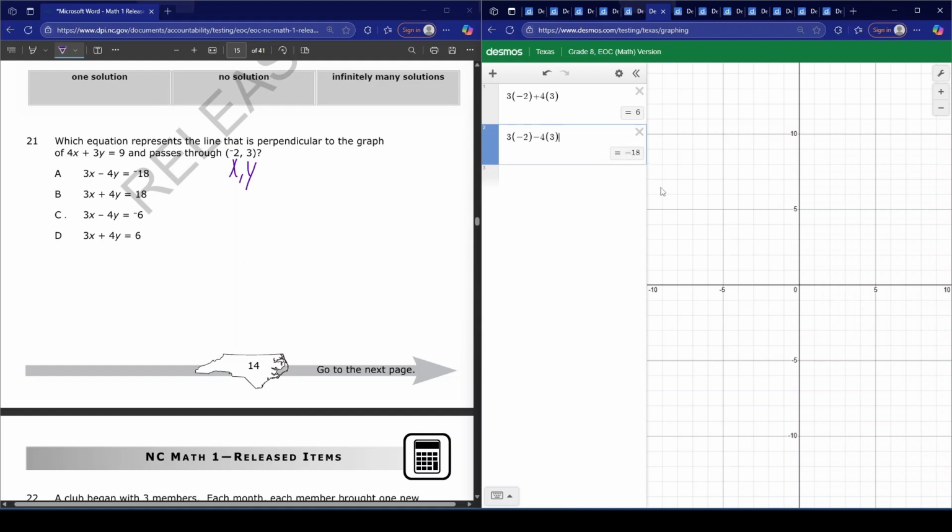So C doesn't equal out to what it's supposed to. It's supposed to equal negative 6, but it's actually negative 18. So that's not C. We're just making sure that all our equations are actually what they say they are. B isn't the answer either, because it's supposed to equal 18, but it actually equals 6. All right, let's do A. Minus 4.